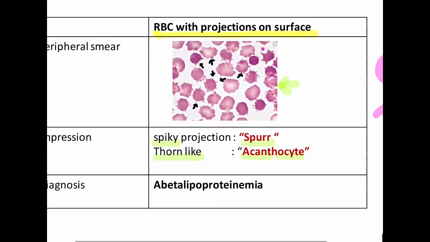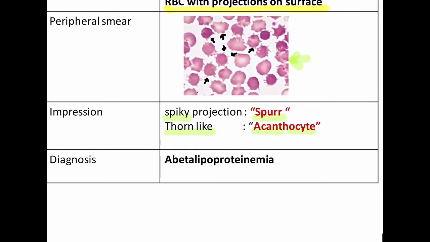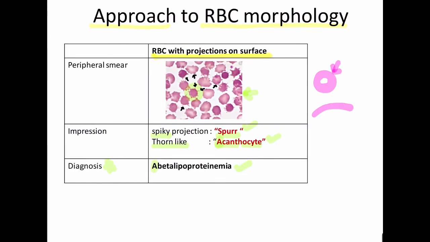Okay, in which disease this cell will be seen? What is your diagnosis? Friends, again a simple mnemonic: A for acanthocyte, A for A beta lipoproteinemia. So search for A word in your options. So key feature: cell with spiky surface, spur cell, acanthocyte, A beta lipoproteinemia. These are the keywords of this slide.